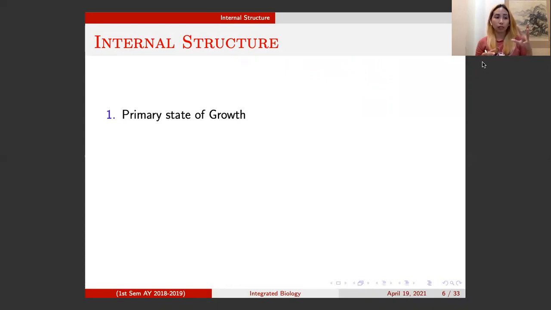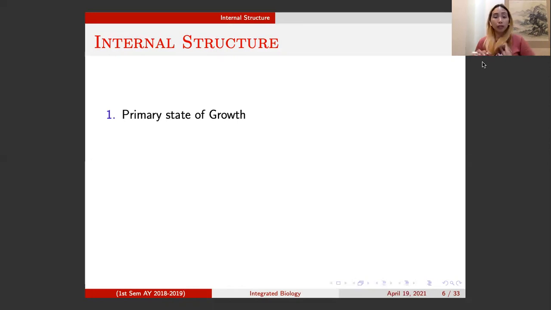Primary state of growth is mainly responsible for the elongation of plants vertically. Secondary state of growth is responsible for giving plants more girth, so it is growth laterally. Now, not all plants undergo secondary state of growth. Secondary state of growth will always give rise to wood. So any plant that undergoes secondary state of growth will become woody.